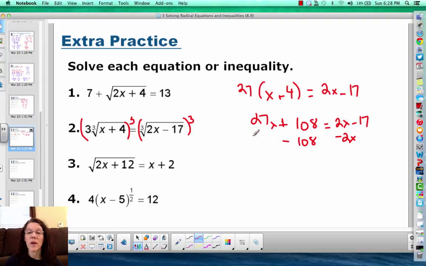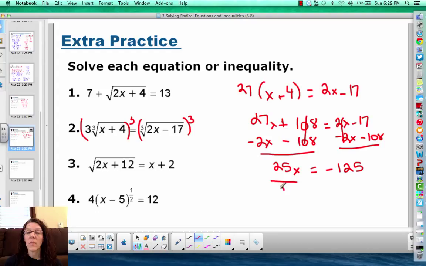But if I do it to this side, I've got to do it to the other side. So subtracting 2x here and subtracting 108 here. Here we get 25x equals, these cancel here. I guess I should have canceled those there. A minus 17 and a minus 108 is going to be a negative 125. And divide both sides by 25. And we get x equals a negative 5.